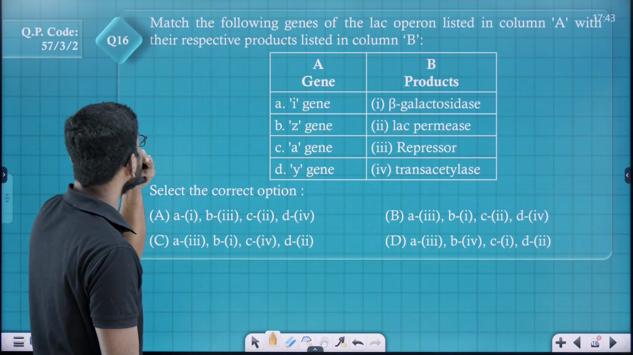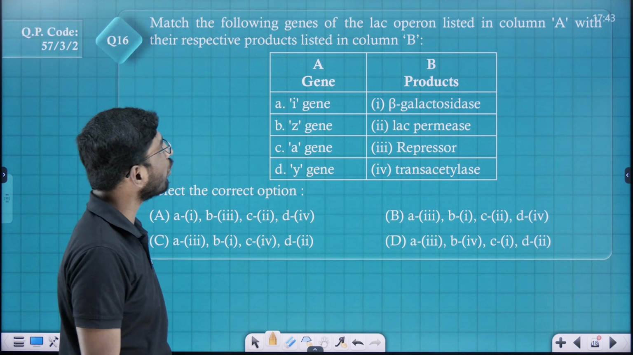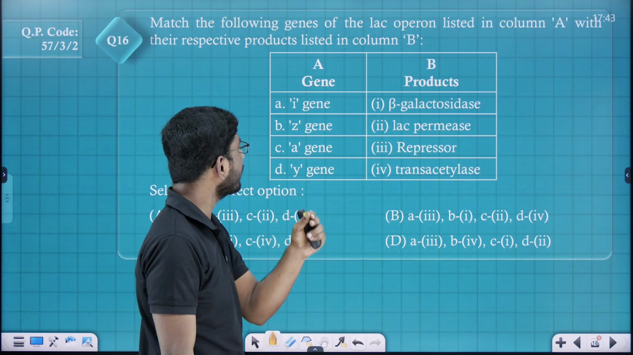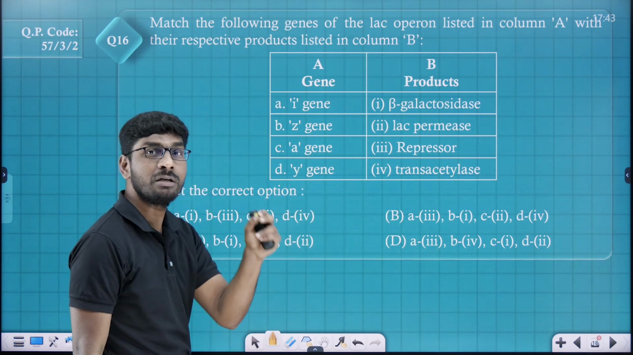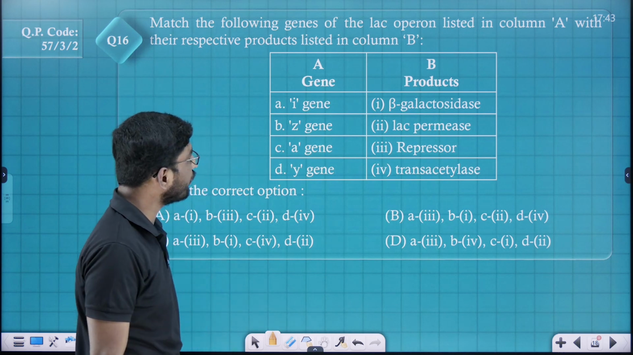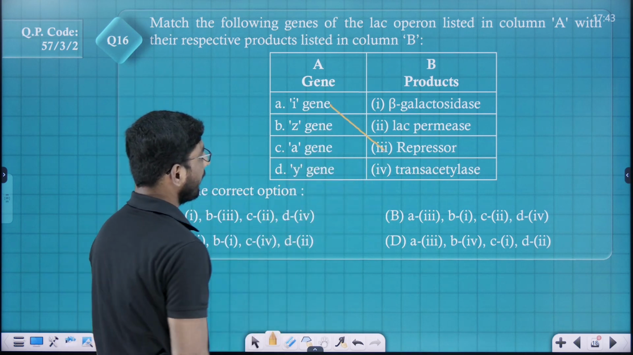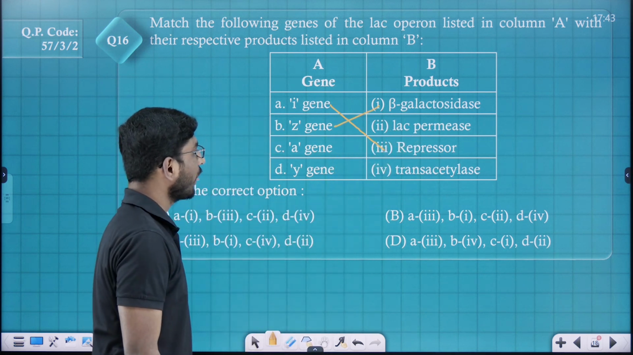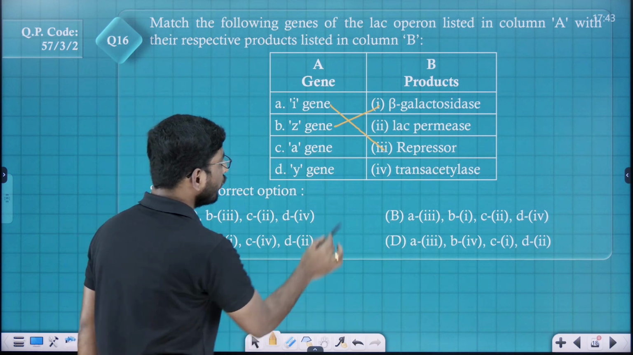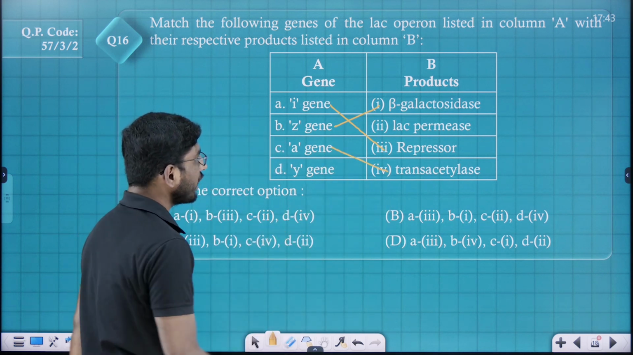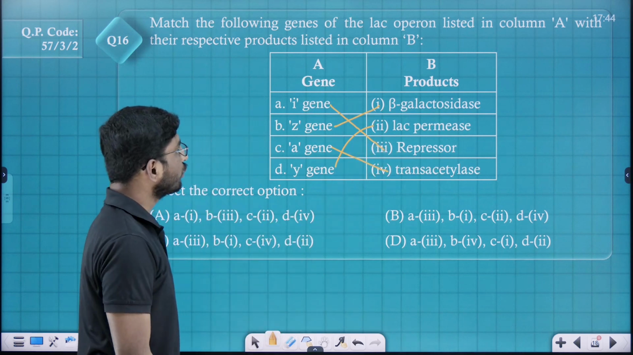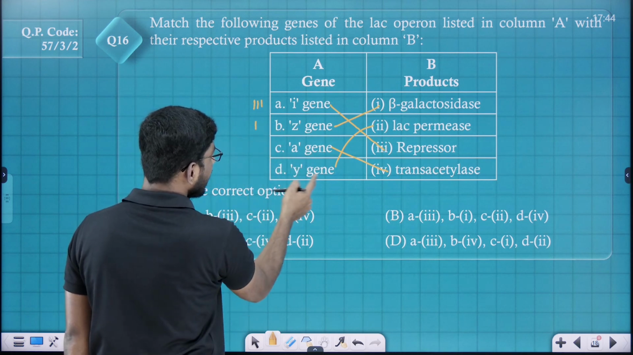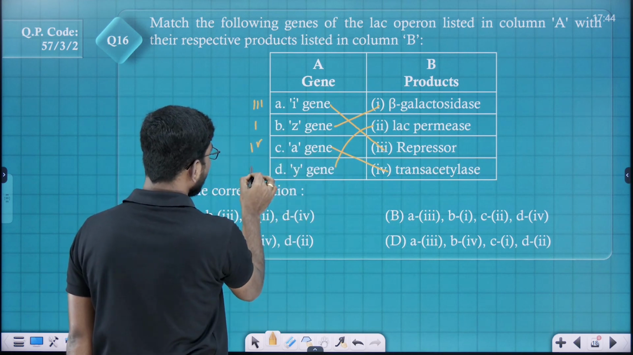Next is the 16th question. Match the following with the lac operon listed in column A with their respective items in column B. They are given I gene, Z gene, A gene, Y gene, the structural genes. I gene codes for what? Repressor protein. Very easy. Z gene codes for what? Beta galactosidase enzyme. A gene codes for what? Trans-acetylase enzyme. Y gene codes for what? Permease enzyme. So the first one is 3, next B is 1 and C is 4 and Y is 2.